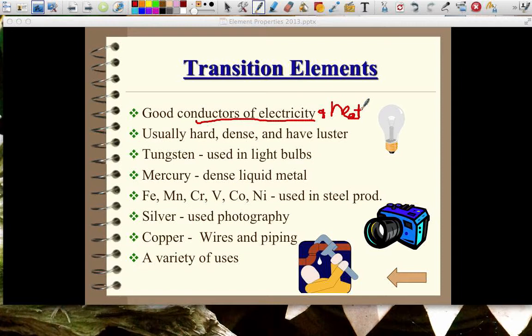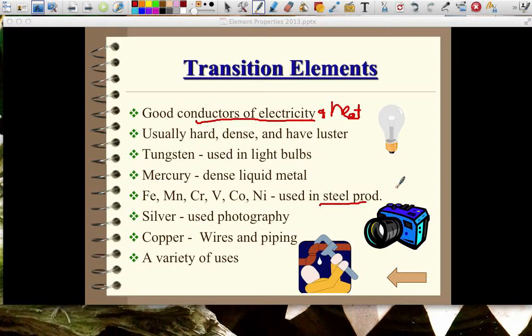And then mercury is the only other liquid on the periodic table that at what we call room temperature, its normal phase, is a liquid. Do you remember the other liquid on the periodic table? It's a nonmetal. Bromine, that's the other liquid. And then, I don't know if you're aware, but steel is a lot of times a mixture of metals. Sometimes we can actually add a nonmetal in there like carbon, but generally steel is made of iron, manganese, chromium, vanadium, cobalt, nickel.